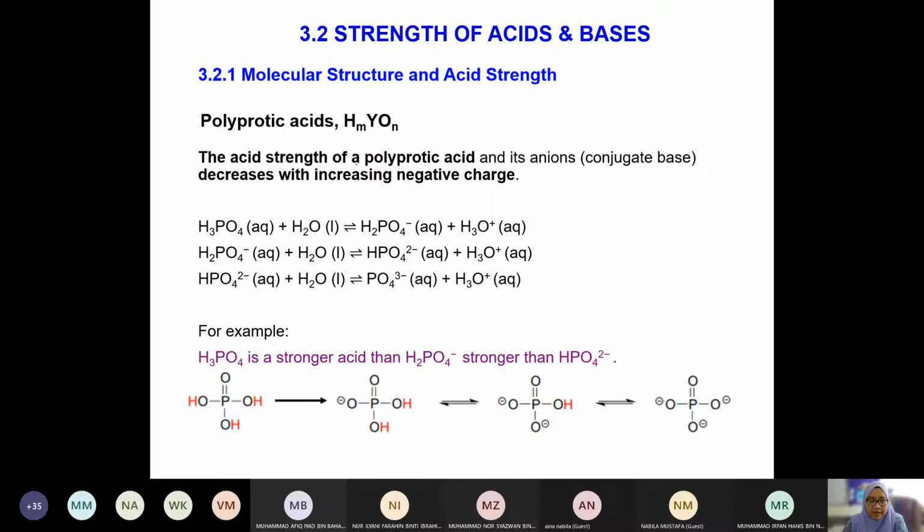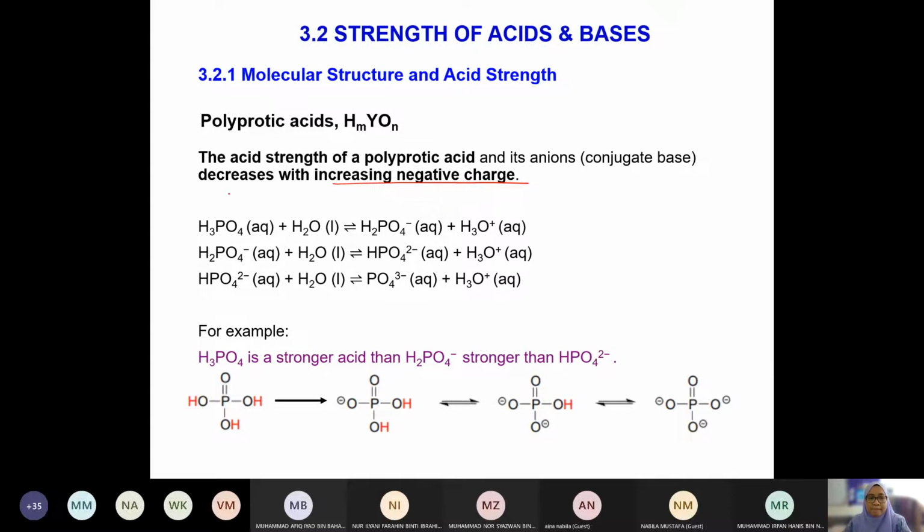So the acid strength of a polyprotic acid and its ion, which we can call conjugate base. Remember, apa tadi kita belajar Bronsted-Lowry last time? We have acid, dia punya pairing, after the H has been removed, dia jadi conjugate base. So acid, and once dia jadi an ion, it becomes conjugate base. So the acid strength of a polyprotic acid and its anion decreases with increasing negative charge. So the acid strength depends on the negative charge of the conjugate base.